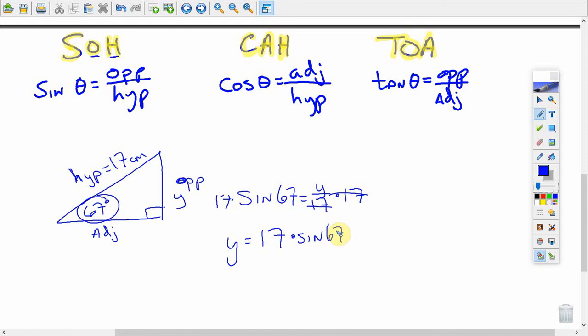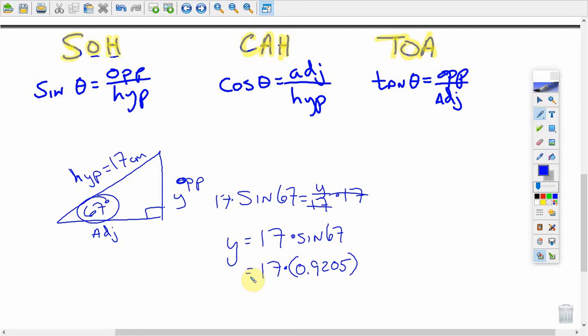You want to grab your calculator at this point and figure out what the sine of 67 is. Give me 1 second. Okay, I'm back. So we punch in our calculator. First we make sure we're in degree mode because these are degrees. So sine of 67 is 0.9205. And when we're doing sine, cosine, tangent, we want to go out to 4 decimal places there because that can make a difference in our answer. And then we'll round at the very end, okay?